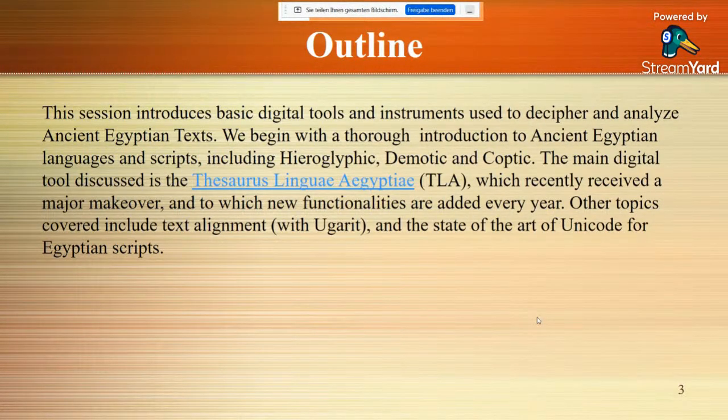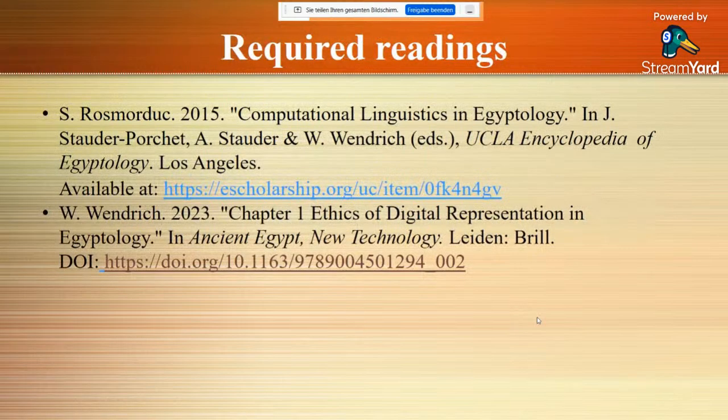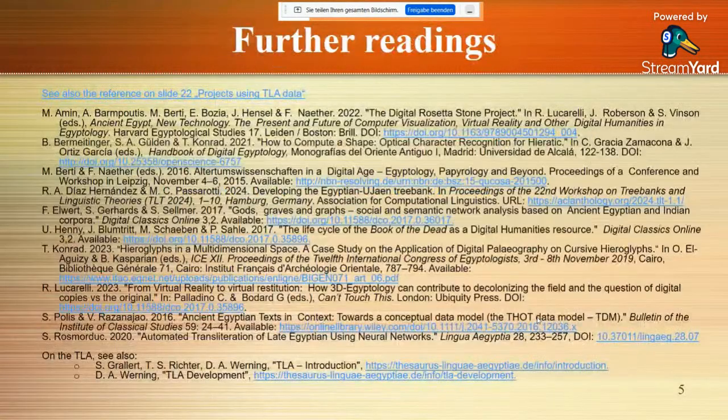I'm skipping this because this is what's already known. And we had two required readings for this session. One article, which is in terms of digital classics, digital humanities, already quite old, from 2015 from Serge Rosmorduc. And this is something that Eliese is going to comment on in a bit, and another article by Willeke Wendrich about ethics of digital representation. So those were the readings, and we'll speak a little bit about this in a few minutes.